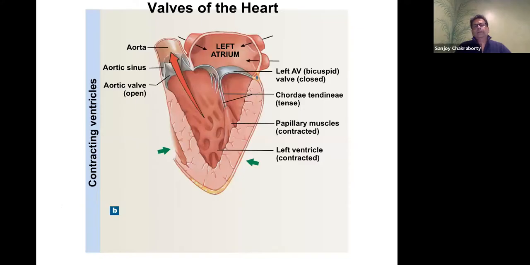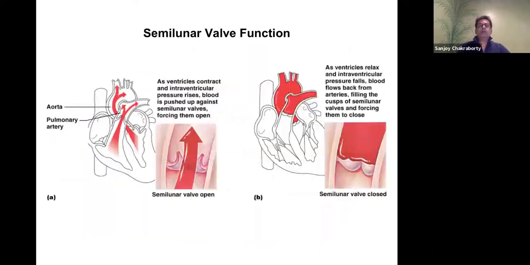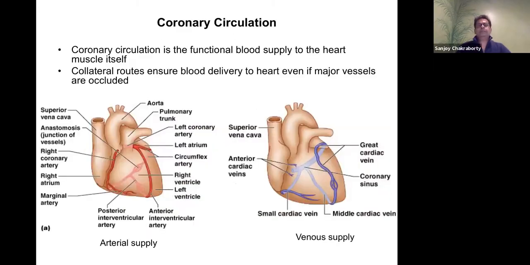These are, again, showing how the valves work, and that's it. That's basically the structure of the valve, and that's basically the structure of the heart. This last picture will explain what the coronary sinus is. So before we go to the coronary sinus, this is important.